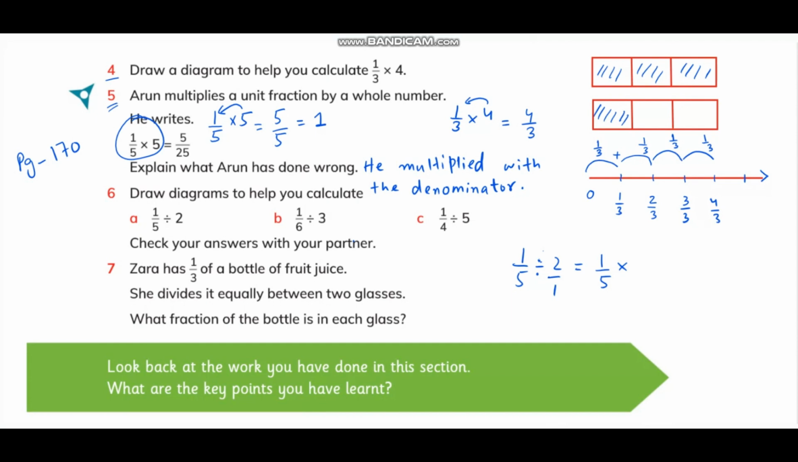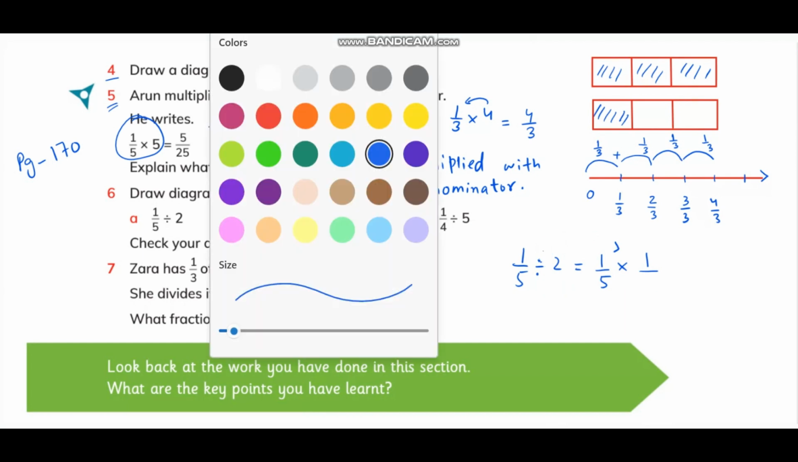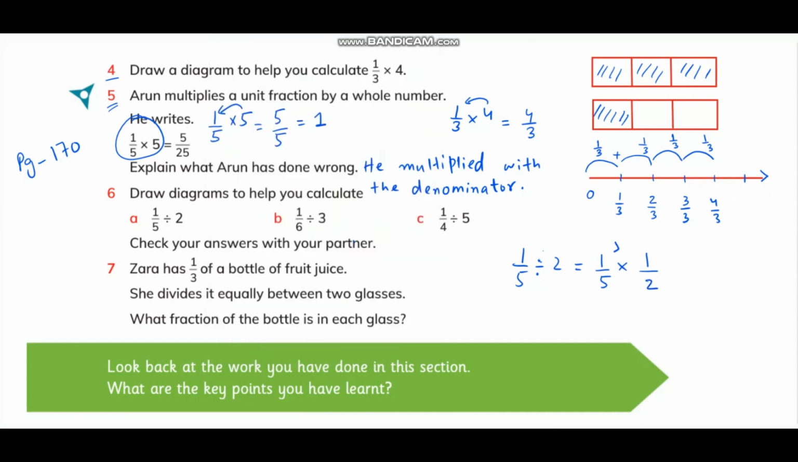So what you have to do is change the positions. When you change the sign from division to multiplication, you have to change the side of 2 by 1 into 1 by 2. This is a very simple step. So this is 1 by 2.